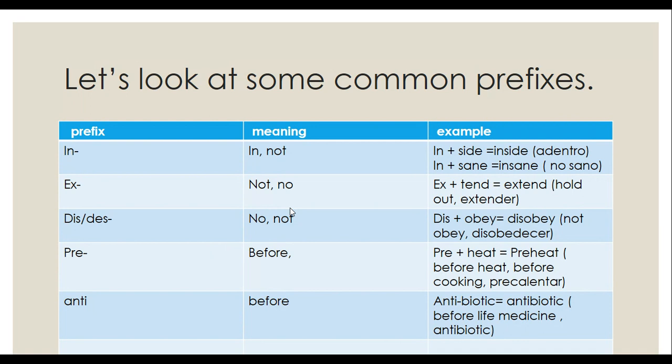The prefix pre means before. So for example, if I preheat something, I'm going to heat it up before. Precalentar. And the prefix anti, which also means before. For example, an antibiotic means a medicine that you take before you get sick.